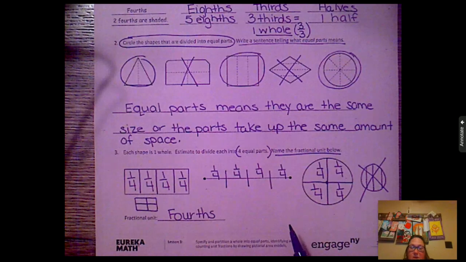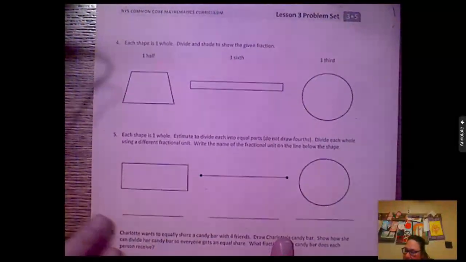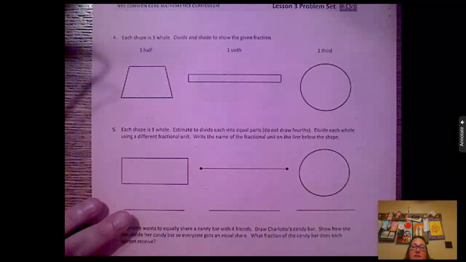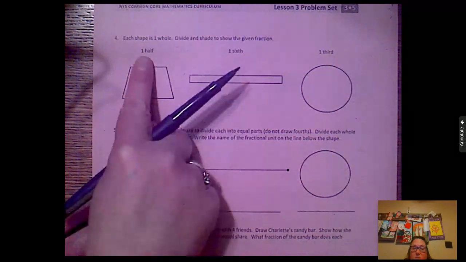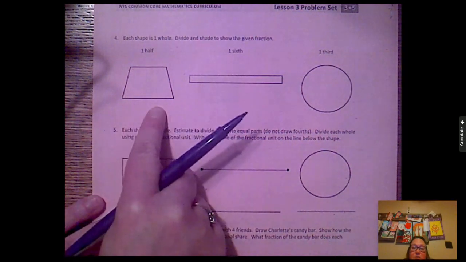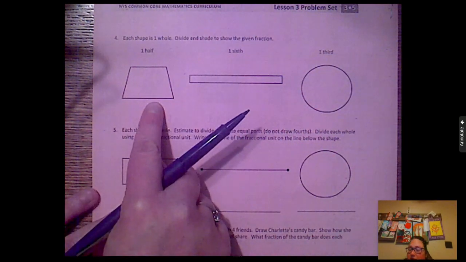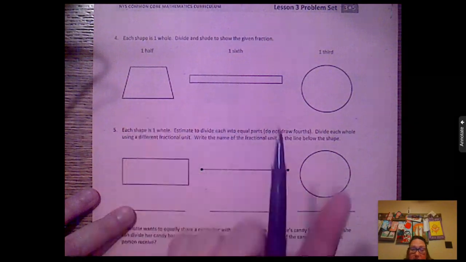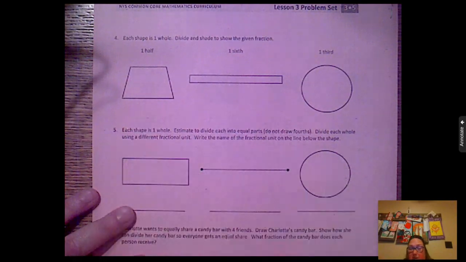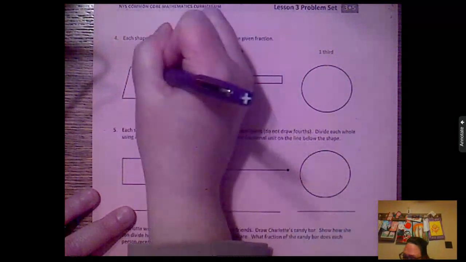All right. When you are set, go ahead and flip it over. All right. So on the back, it says each shape is one whole. Divide and shade to show the given fraction. So this first shape right here, it says 1/2. So we want to split this into 1/2. So to cut it into 1/2, I'm going to make how many lines? 1, right? I'm just going to slice it right in the middle.